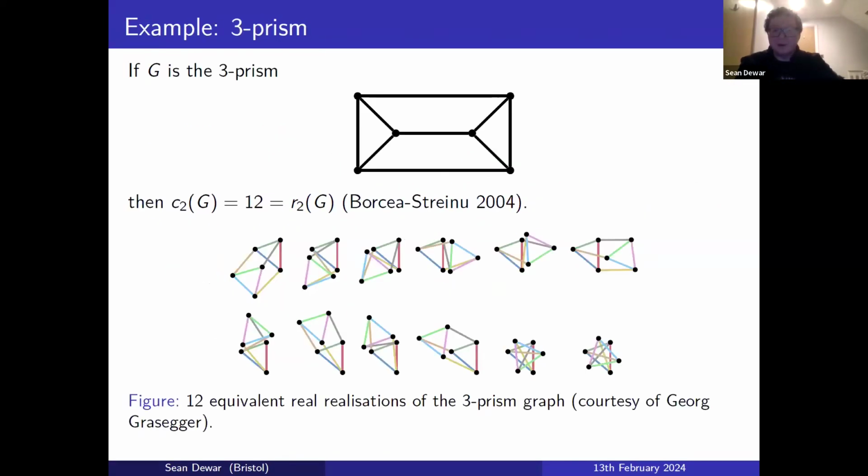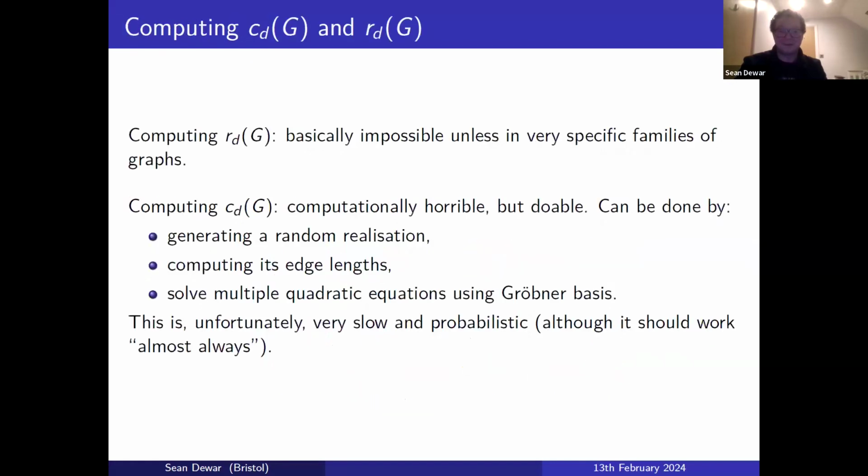Okay. So if I take the 3-prism, so just this graph here, then we can actually check that its complex realization number is 12. And an example with 12 real realizations has been found, and this was done by Ciprian Borcea and Ileana Streinu 20 years ago, I guess now. So here's an example of a real realization, and then all its equivalent other realizations. And the colors match up throughout the graph, so you can see that it's all consistent. And this is courtesy of my co-author, Georg Grasegger, who's very good at LaTeX and TikZ and drawing pictures and stuff like that. Okay. All right.